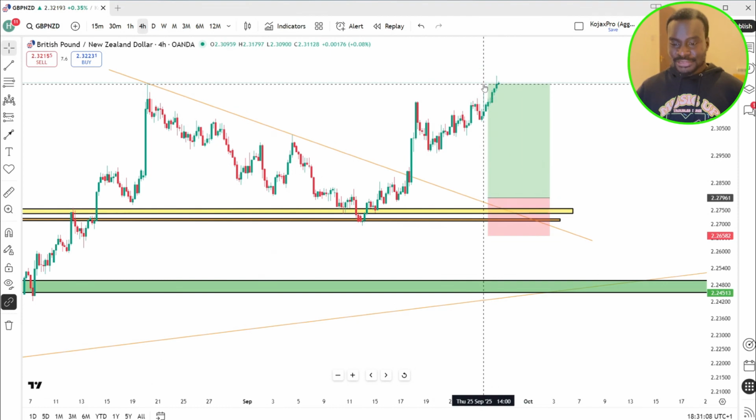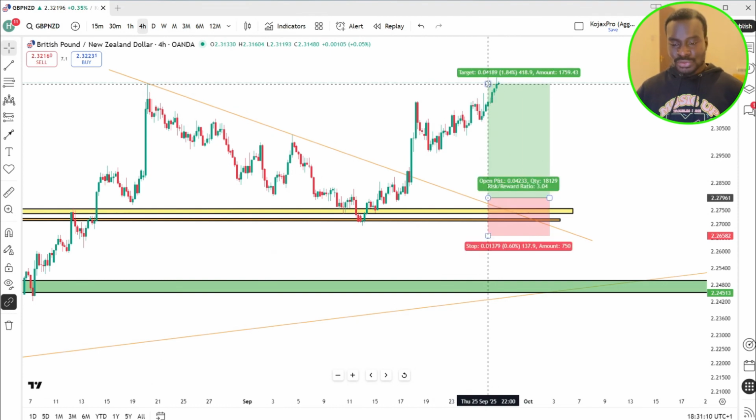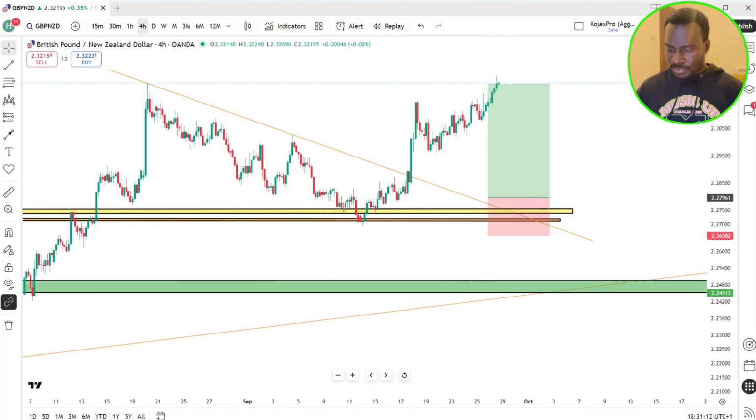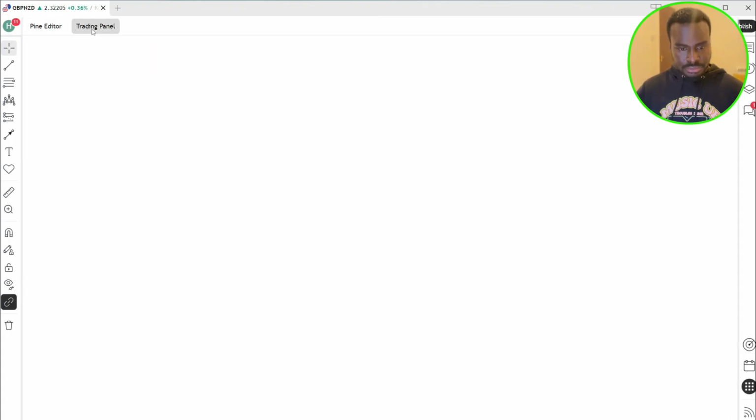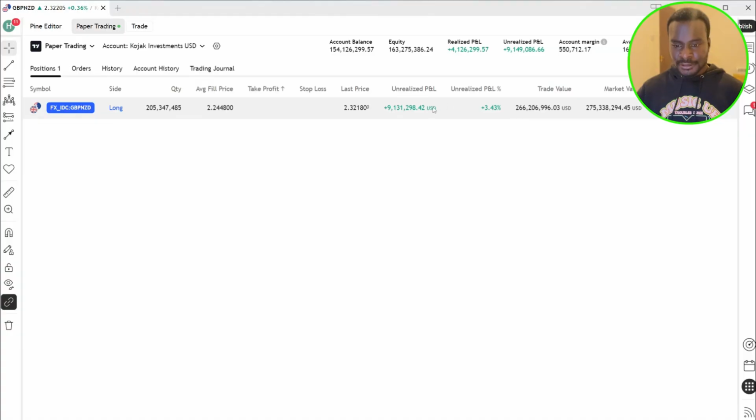GBPNZD has played out. So we actually have a serious trade going on in GBPNZD. Let me open my paper trading account. Trading panel. Yep, so we should have a paper trading account. Yeah, you can see we have about $9.1 million floating for GBPNZD. So we have an equity of 163 million. This account started at 150 million, and its equity is currently running at plus $13 million profits.